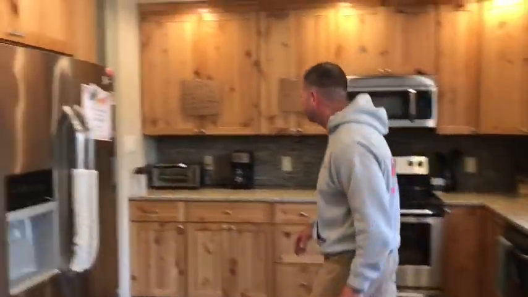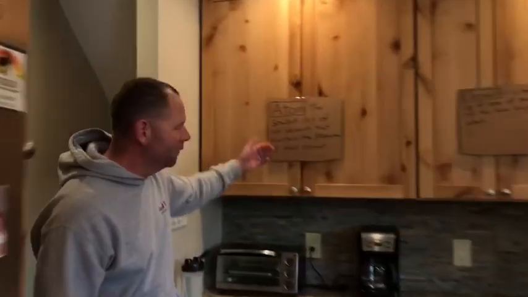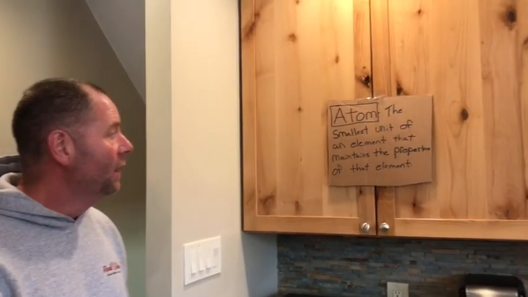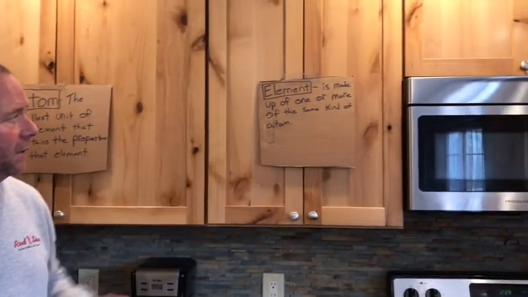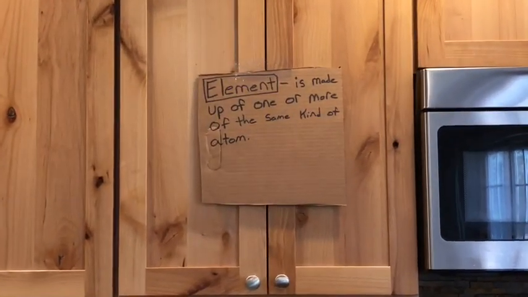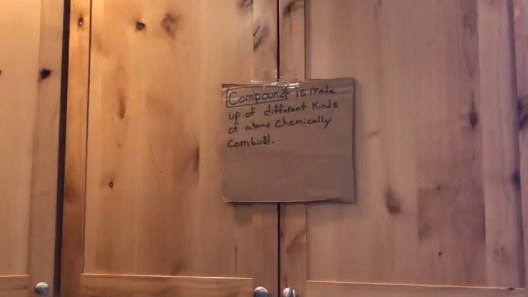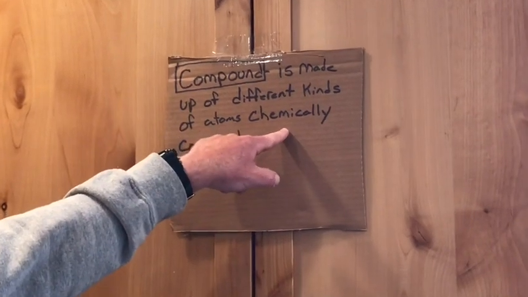So if you look around, over here, we have one of your vocabulary words, the word atom. An atom is the smallest unit of an element that maintains the properties of that element. Next, we have the word element. An element is made up of more than one of the same kind of atom. Next, we have a compound. And a compound is made up of different kinds of atoms, and the key here is that they're chemically combined.